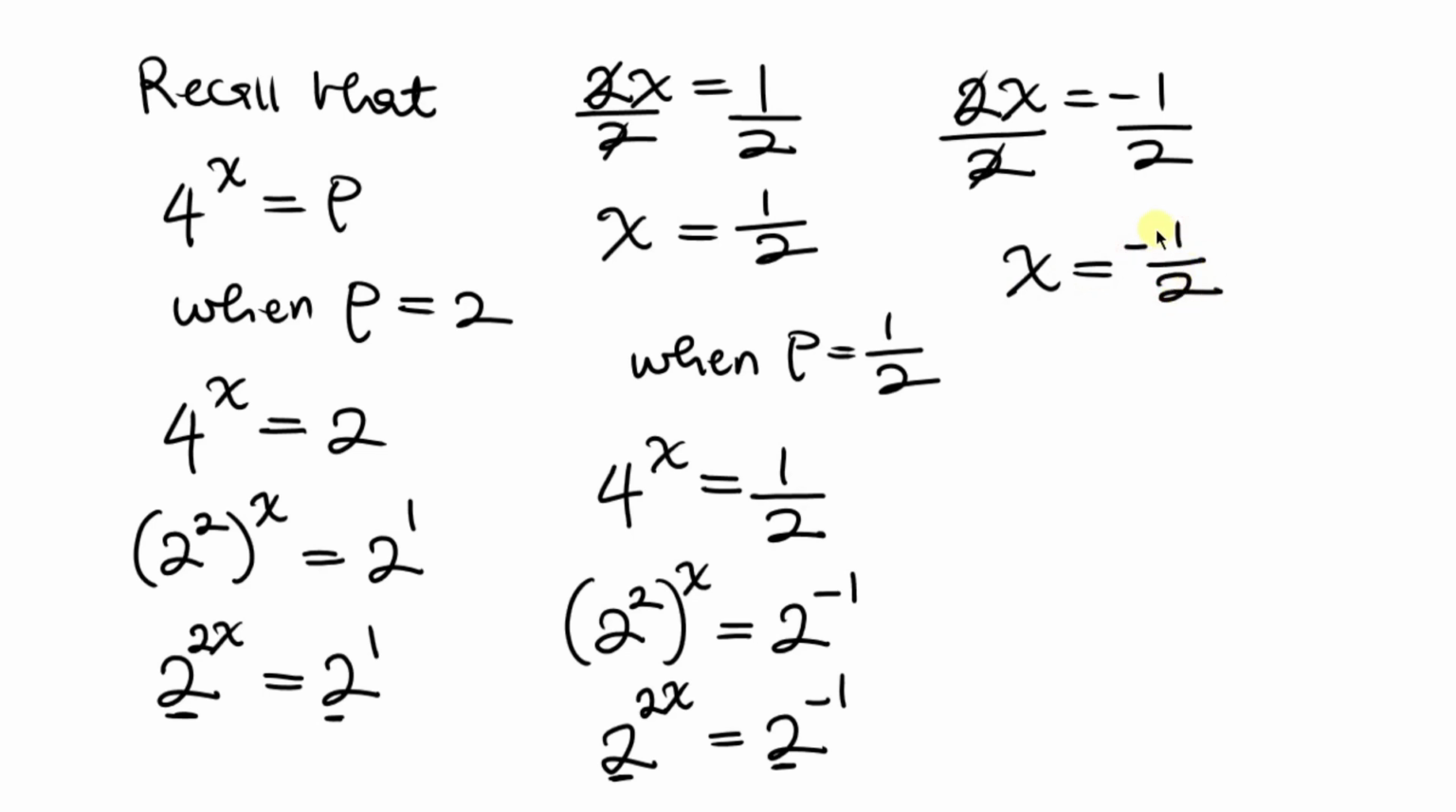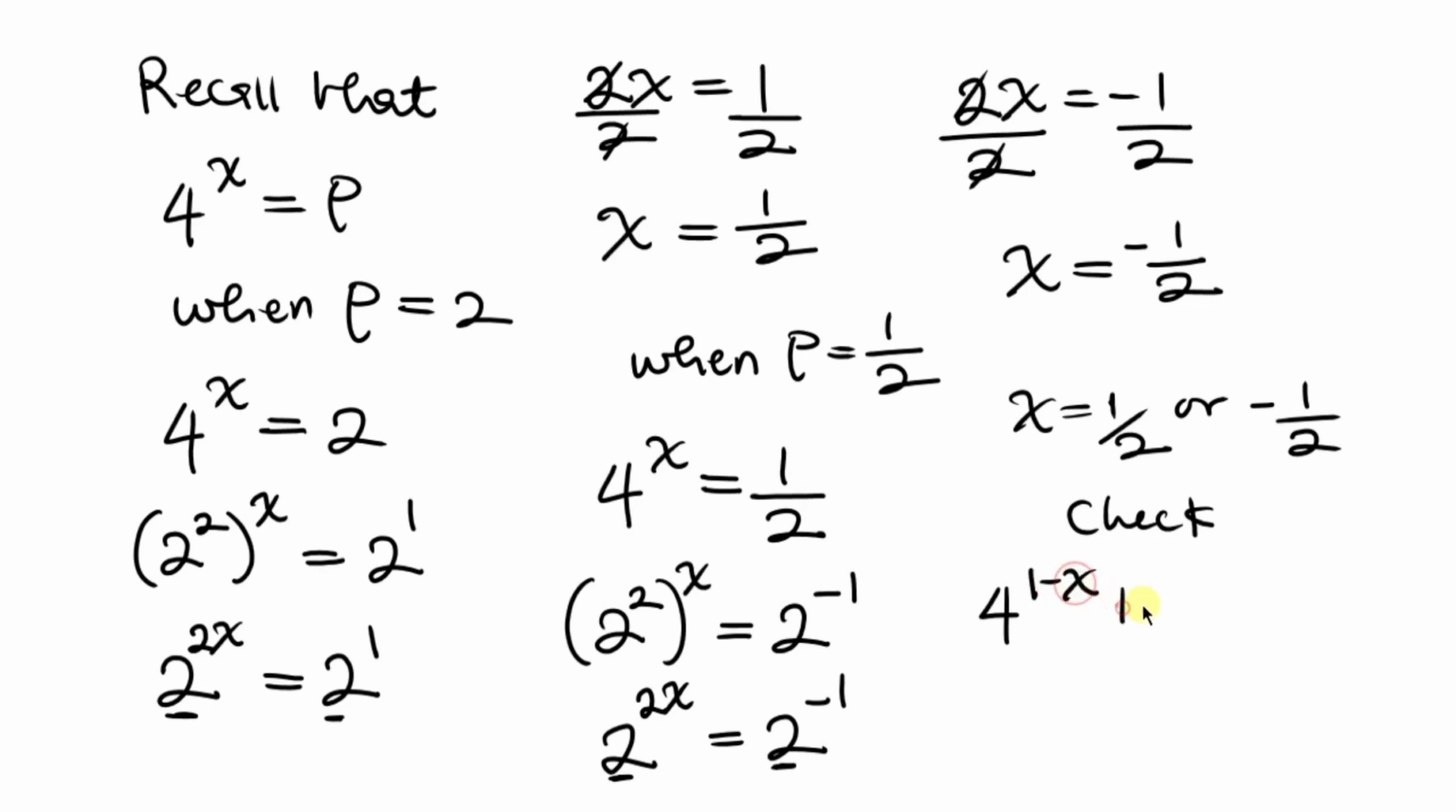So we have two values of x. It's either x is equal to 1 over 2 or x is equal to negative 1 all over 2. And if we have to check, let's check. Our given equation is 4 to the 1 minus x plus 4 to the 1 plus x equal to 10. This is the left-hand side, and this is the right-hand side. So we're going to be solving the left-hand side to see if we have 10 as a result.